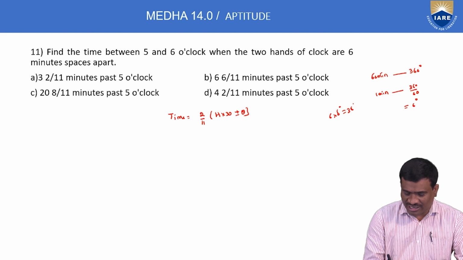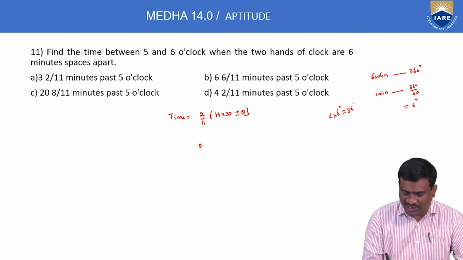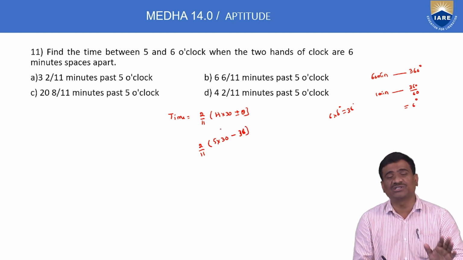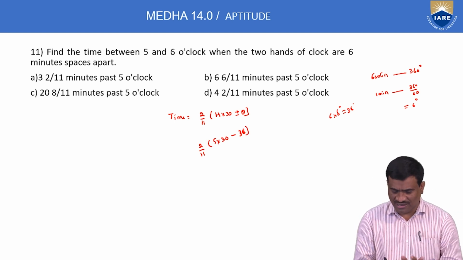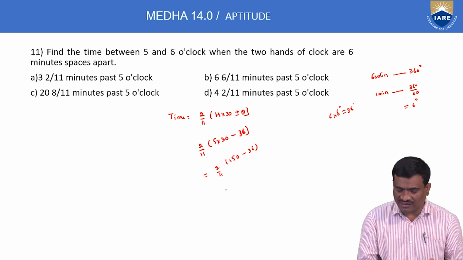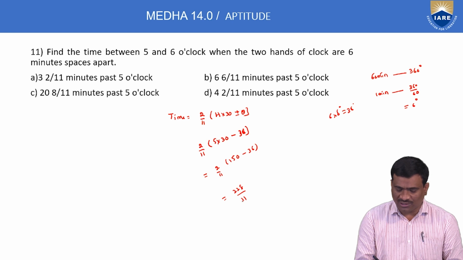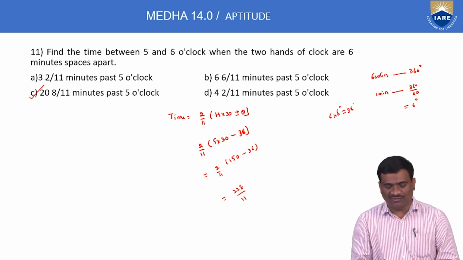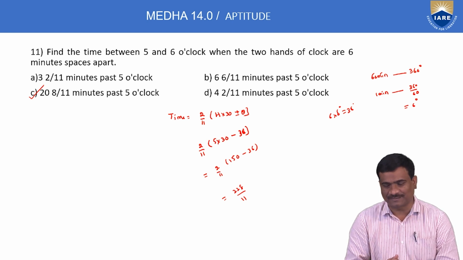If it is more than that, then calculate only the positive indication. Here the method: time is equal to 2 by 11 into h is equal to 5 into 30 minus 18 minus 36. Here case 1 and case 2 solutions are possible. Next simplification, 2 by 11 into 5 into 30, 150 minus 36 is equal to 228 by 11. 228 by 11 converted into a mixed fraction is 20 and 8 by 11. Option C only correct.